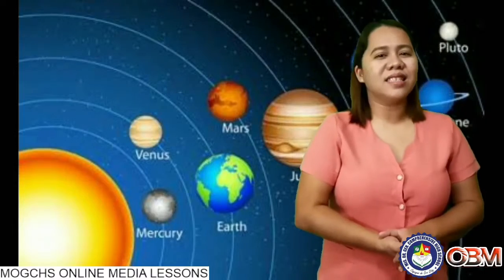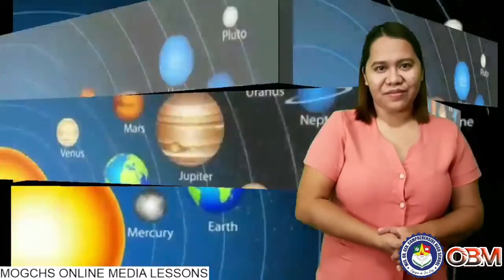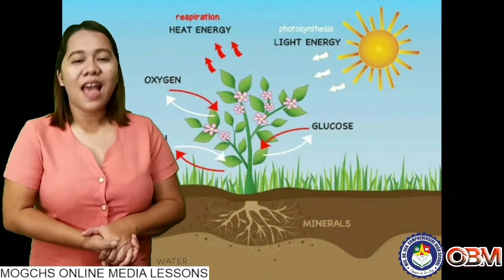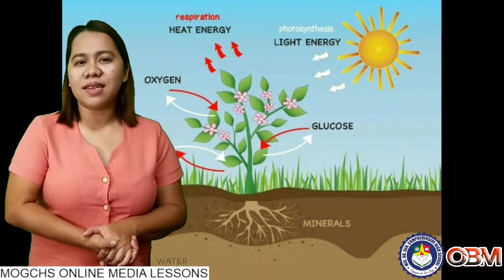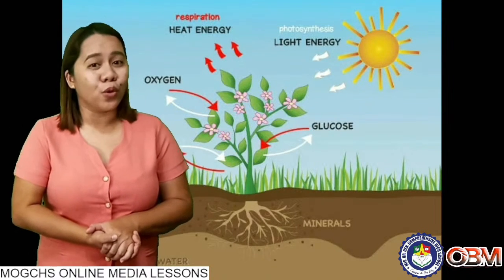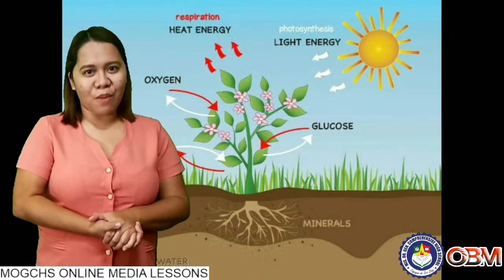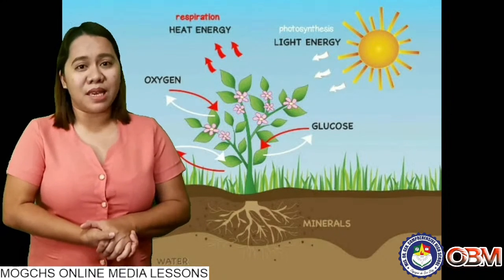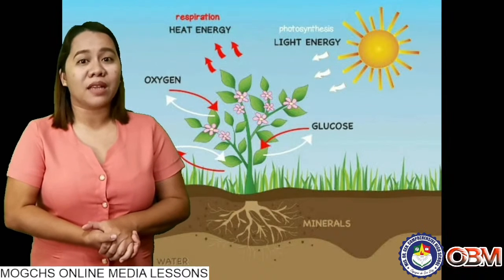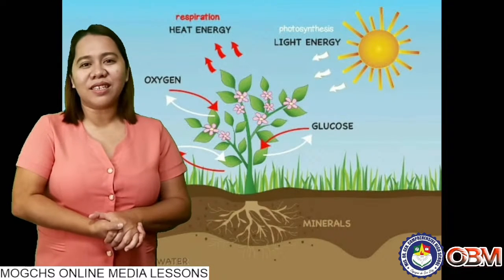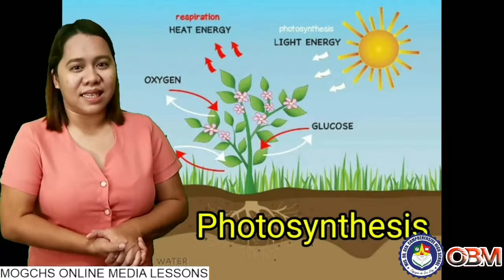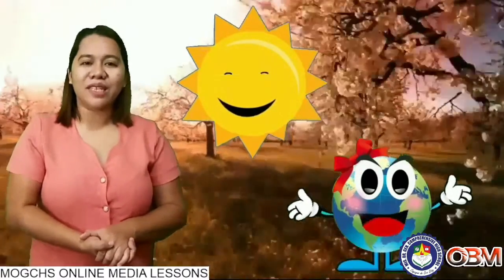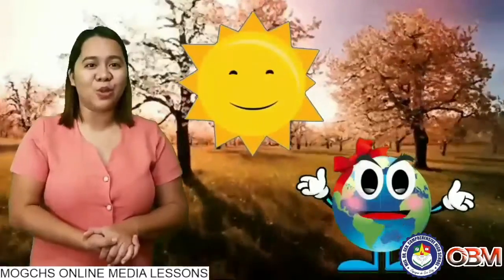This distance is enough to support life. As we have learned in our previous science lessons, the producers, or the organisms that manufacture their own food, utilize the energy from the sun and convert it into chemical energy that marks the beginning of food chains and complex food webs. This process is called photosynthesis.